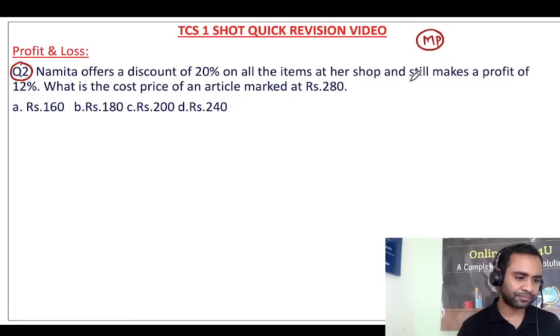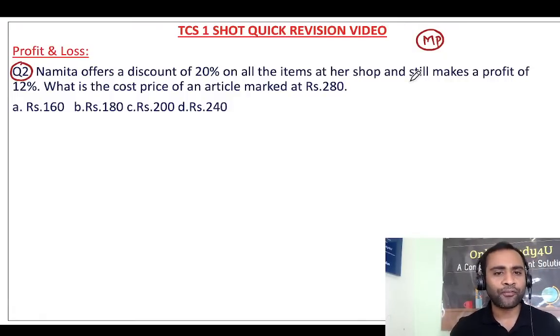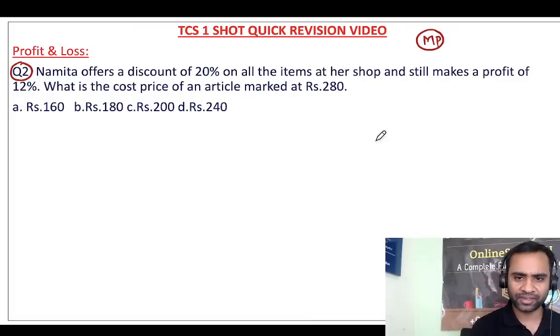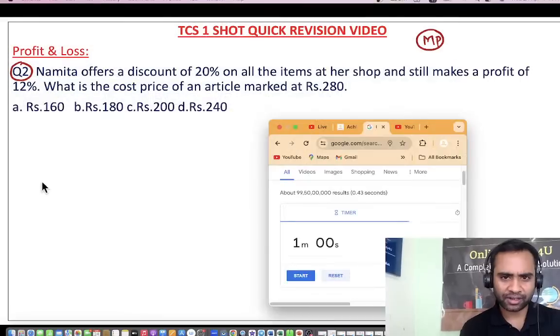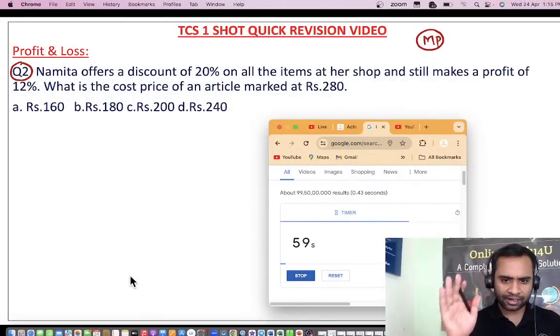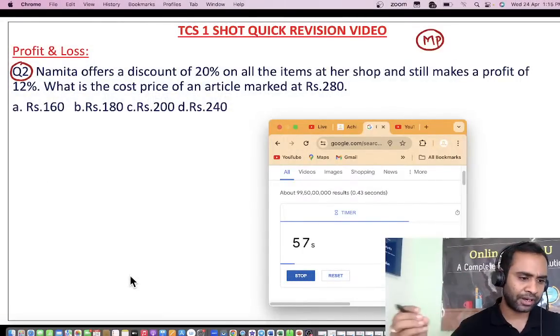Now next question. So Namita offers a discount of 20% on all the items at her shop and still makes a profit of 12%. What is the cost price of an article marked at 280 rupees? See, first you try to understand. So there is an article, marked price is 280 rupees.